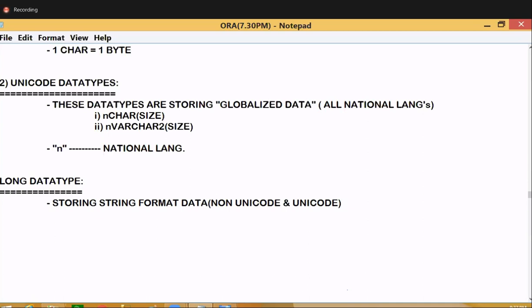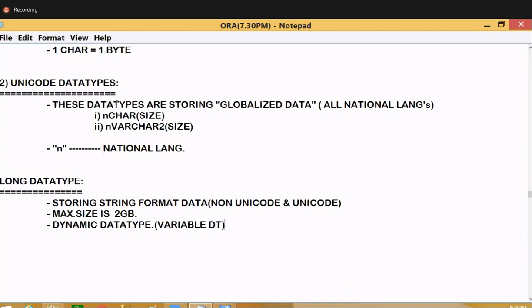But here, what is the difference? The maximum size here is 2 GB, and this 2 GB is which type of memory? Dynamic memory. We call it a dynamic data type. Dynamic means variable data type, variable data.